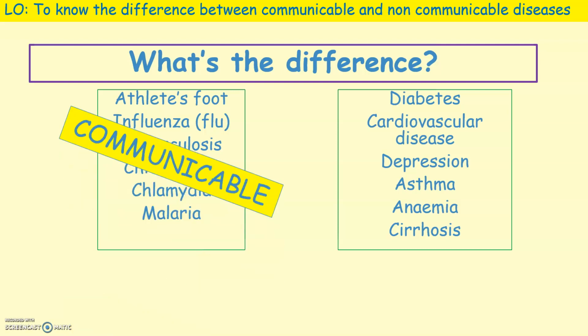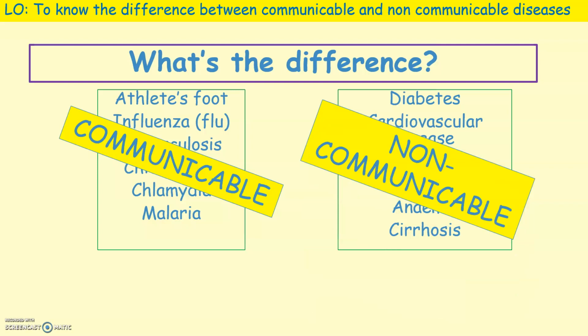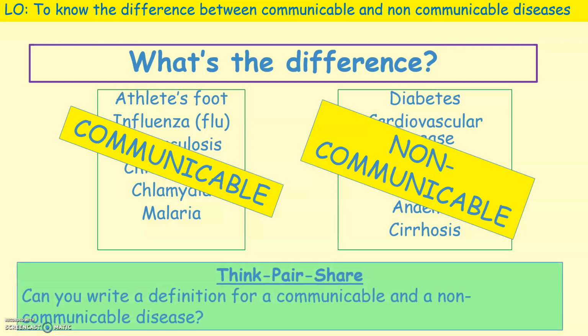Okay, excellent. The influenza and the others in the first box are called communicable diseases, while the diabetes and others are called non-communicable diseases. Do we know the difference between communicable and non-communicable diseases? Can you please write down a definition for communicable and non-communicable diseases?